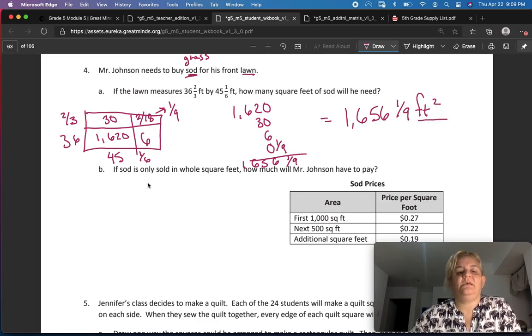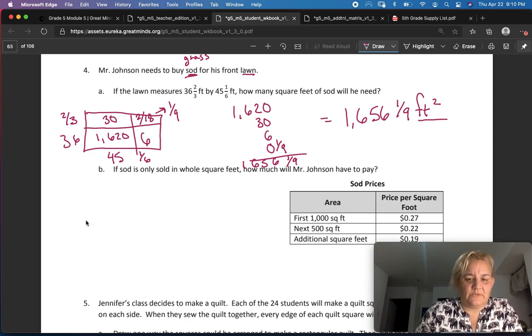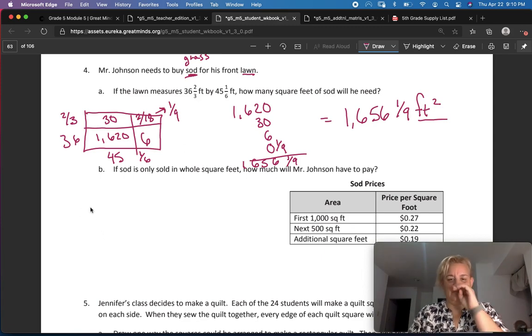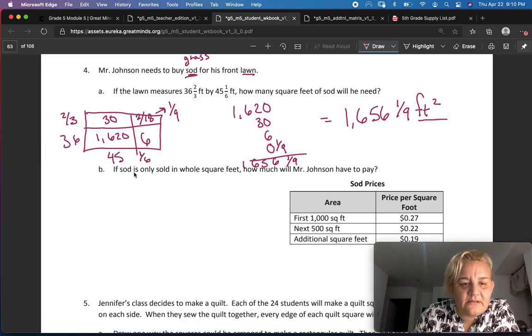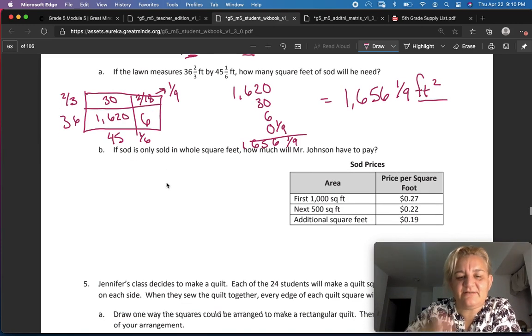Okay. If sod is only sold in whole square feet, how much will Mr. Johnson have to pay? Whole square feet. That means that this whole section needs to go all the way out to a whole square foot. I'm going to show you. All right. You can always cut it because it's grass, right? You just cut it. So the first 1,000 square feet would be 27 cents.